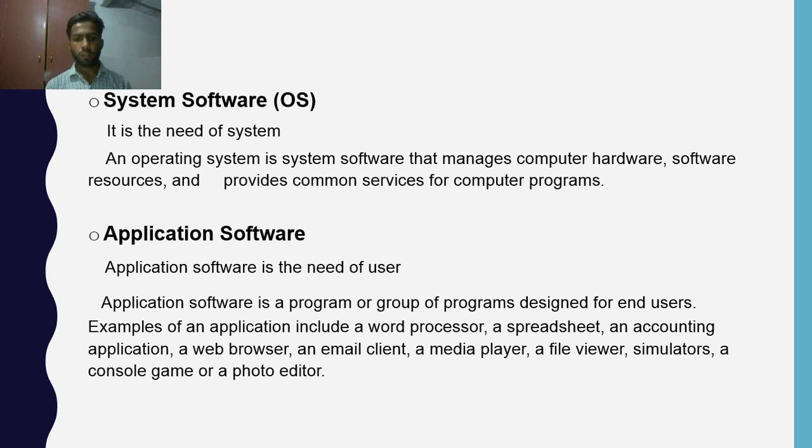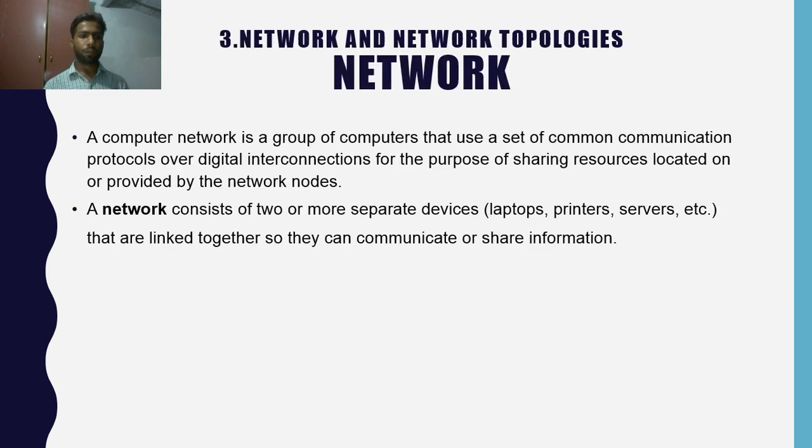Application software is a program or group of programs designed for end users. Examples of an application include a word processor, a spreadsheet, an accounting application, a web browser, an email client, a media player, a file viewer, simulators, a console game, or a photo editor.